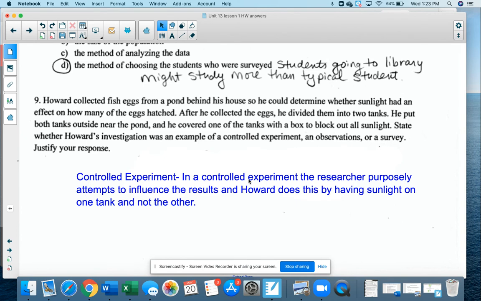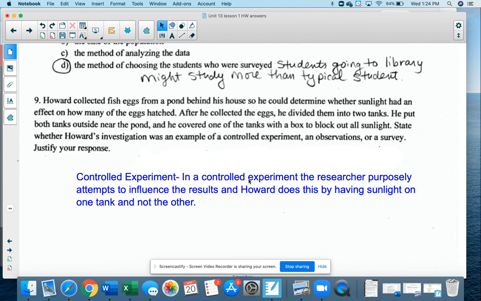And 9, Howard collected fish eggs from a pond behind his house so he could determine whether sunlight had an effect on how many of the eggs hatched. After he collected the eggs, he divided them into 2 tanks. He put both tanks outside near the pond, and he covered one of the tanks with a box to block out all sunlight. State whether Howard's investigation was an example of a controlled experiment, an observation, or a survey. Justify your response. This would be a controlled experiment.